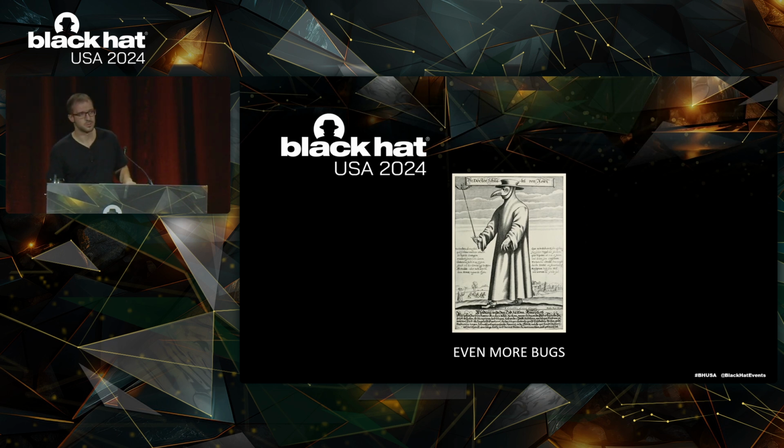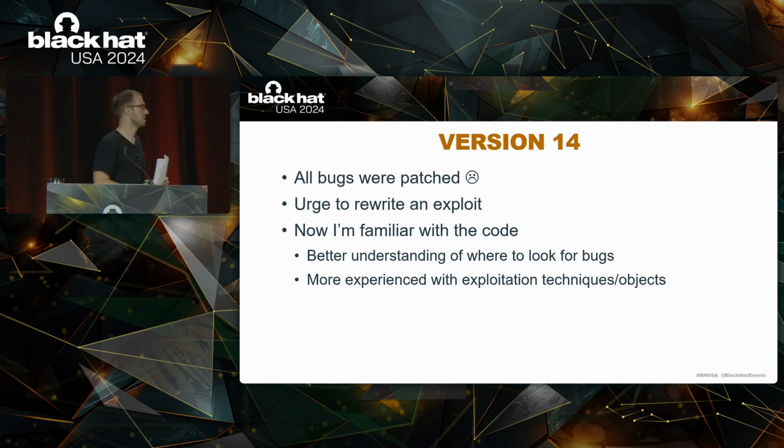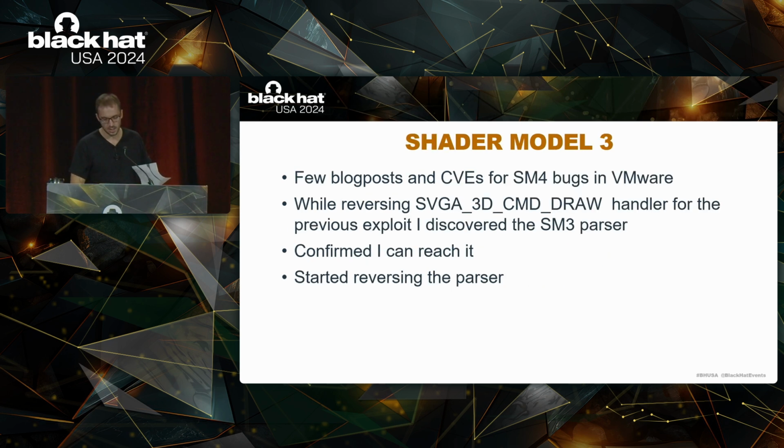So now, a few weeks later, actually, VMware released a new version of VMware Workstation, and as it usually happens, all of my bugs were patched, probably due to some code refactoring or some kind of internal audit of VMware. But I really wanted to develop an escape exploit again, and I thought it would be a better chance because now I'm already familiar with the internals of VMware. I know where to look for bugs inside the SVGA device, and I'm also more experienced with the exploitation techniques.